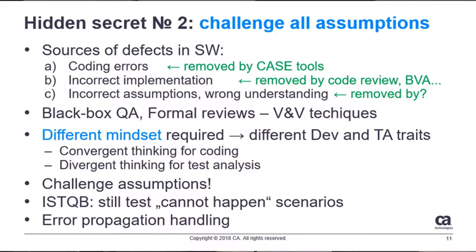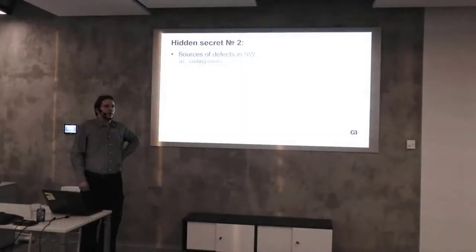Hidden secret number 2: challenge all assumptions. There are principally 3 sources of defects in software. The first is coding errors. You intended to put a semicolon at the end of the line and you didn't, or you just made a typo.